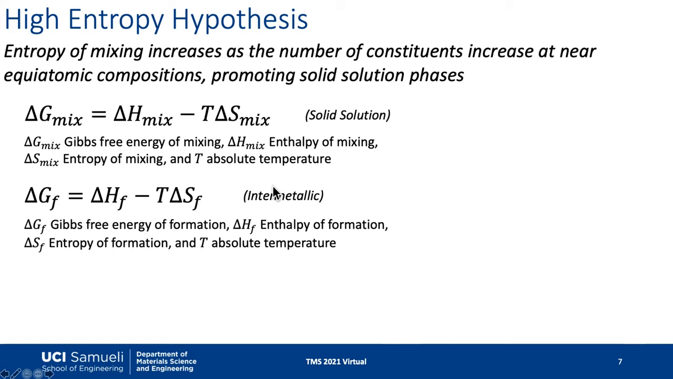So it's a competition really between the delta G mixing and the delta G formation for all possible phases. The hypothesis was based off an assumption that you are working with an ideal solution phase and a perfectly ordered intermetallic, which means that the enthalpy of mixing is zero and that the entropy of formation is zero. So the competition really is between the entropy of mixing and the enthalpy of formation. And whichever one is giving the lowest free energy is the one that's going to be dominant.